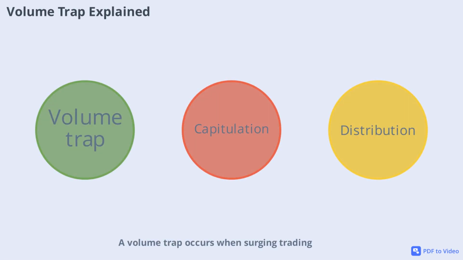A volume trap occurs when surging trading volume fails to sustain a price rally, often leading to further declines. In NVVE's case, despite extraordinary volume growth and a high money flow index, the price continues to fall. This divergence suggests that sellers are overwhelming buyers, and the increased activity may signal capitulation rather than accumulation. Recognizing volume traps is essential for avoiding false reversal signals.